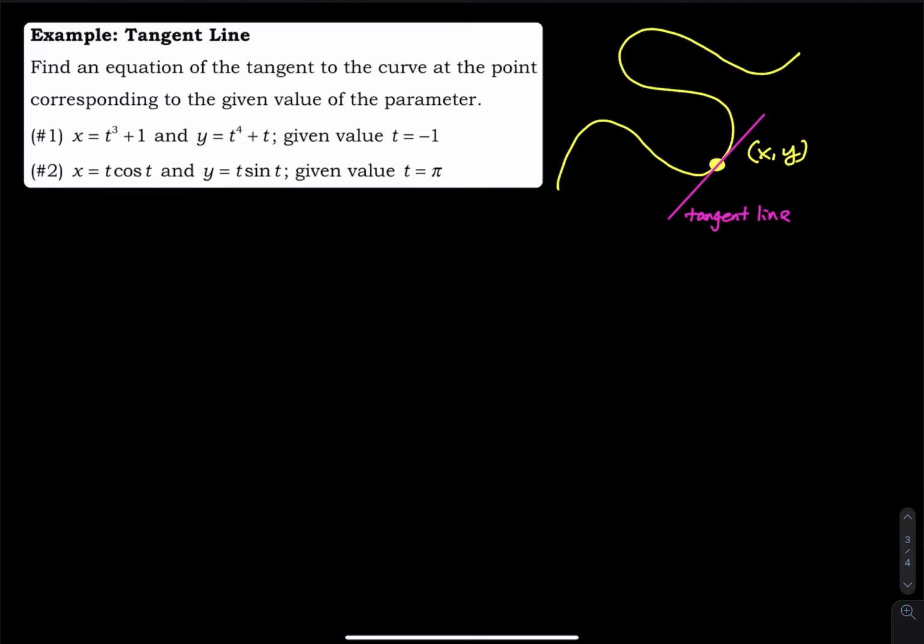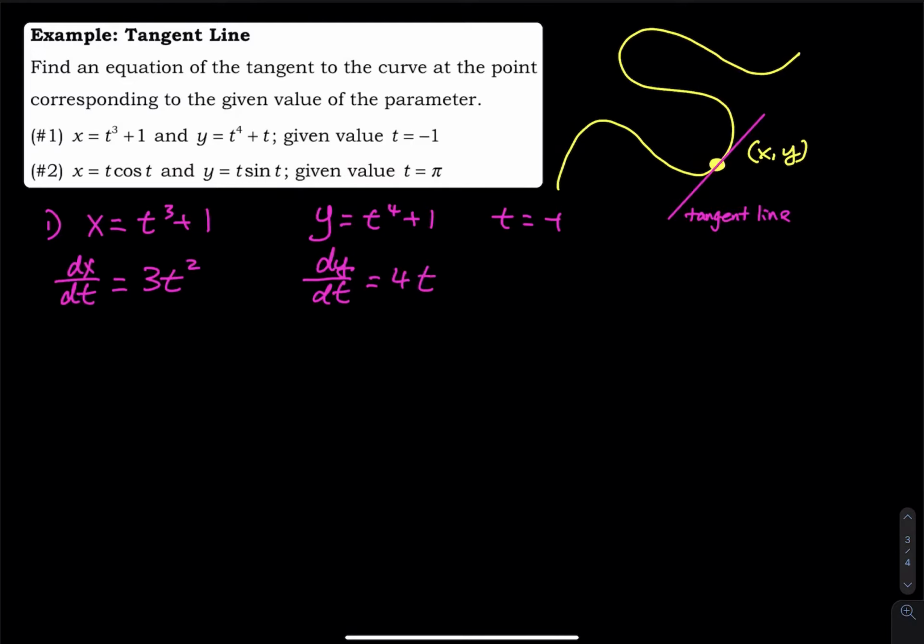All right, the first parametric equation: I have x equals t to the third plus 1, and y equals t to the 4 plus t, and then t equals -1. Let's take the derivative with respect to t. So dx/dt is 3t squared, and dy/dt is 4t to the third. The derivative of a constant is 0. Hold on, this is a t, so that will be plus 1.